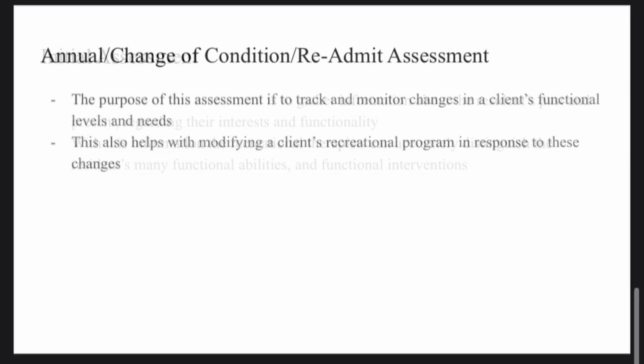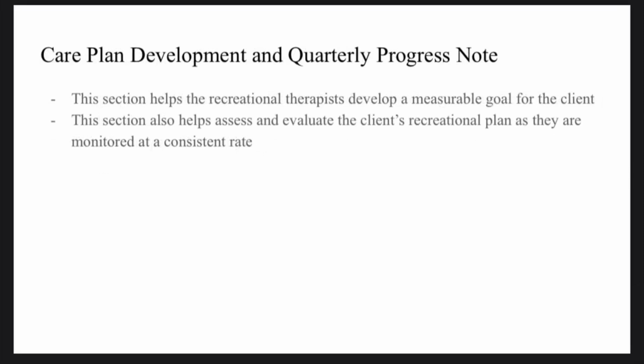Now let's move on to the annual/change of condition/readmit assessment. So the purpose of this assessment is to track and monitor changes in a client's functional level and needs. This also helps with modifying a client's recreational program in response to these changes. And then let's move on to the last two, care plan development, and quarterly progress note section. This section helps the recreational therapist develop a measurable goal for the client. This section also helps assess and evaluate the client's recreational plan as they are monitored at a constant rate.